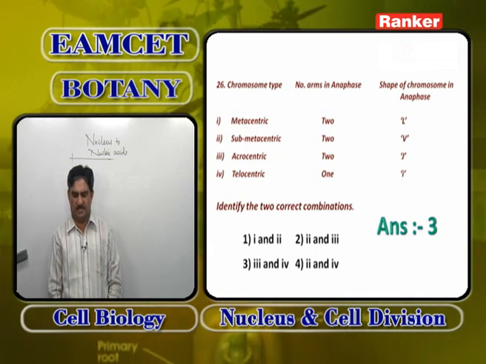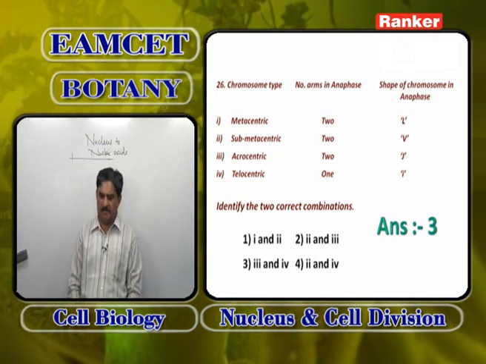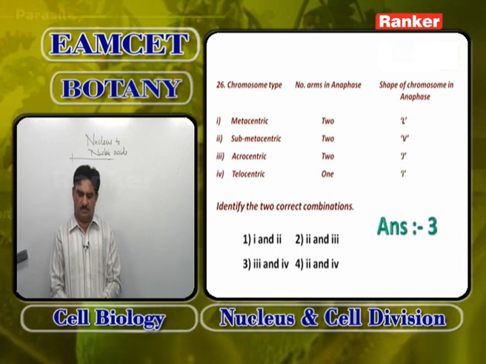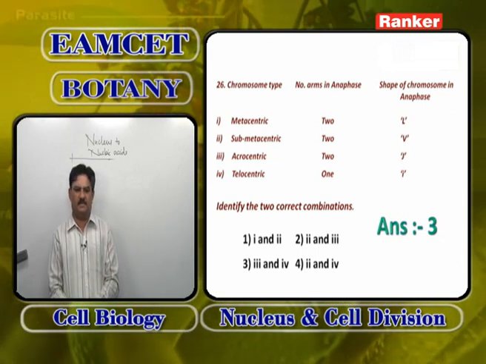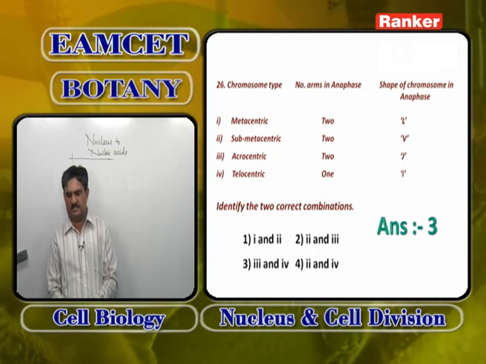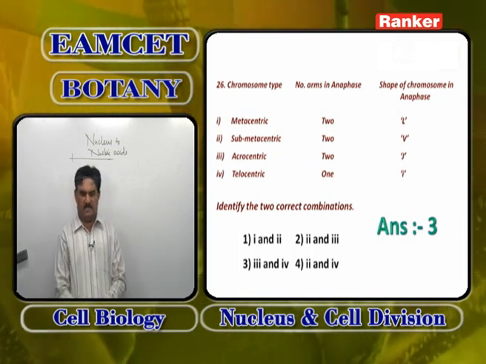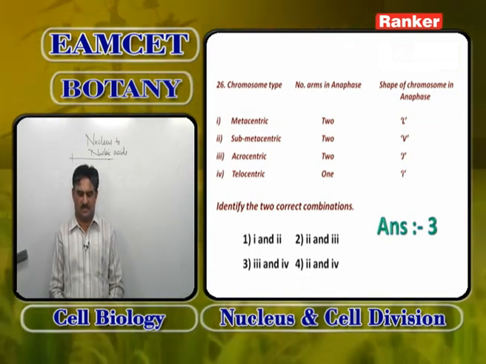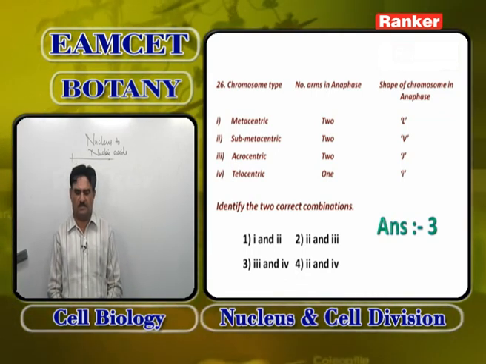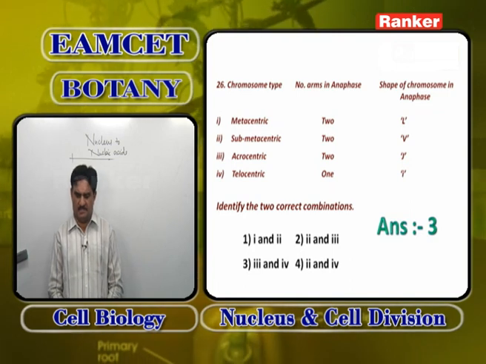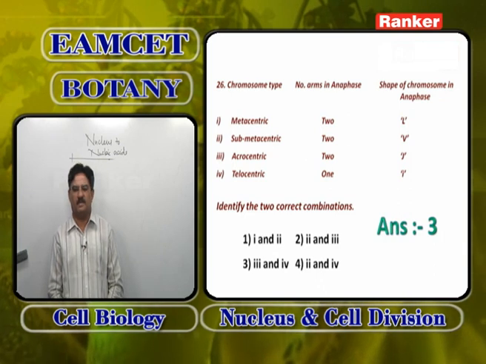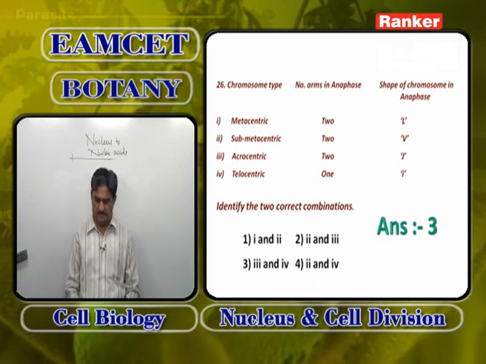Metacentric is V-shaped, submetacentric is L-shaped, but number of arms in anaphase 2 is correct. Acrocentric 2, one is a very small arm, the other is an exceptionally large arm. J-shaped is correct. Telocentric is 1, I-shaped is correct. So, the correct combination in this question: chromosome type, number of arms in anaphase and shape of the chromosome in anaphase is always 3 and 4. So, answer for this is third option.